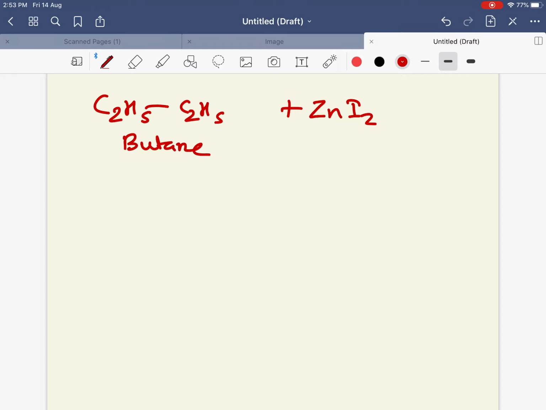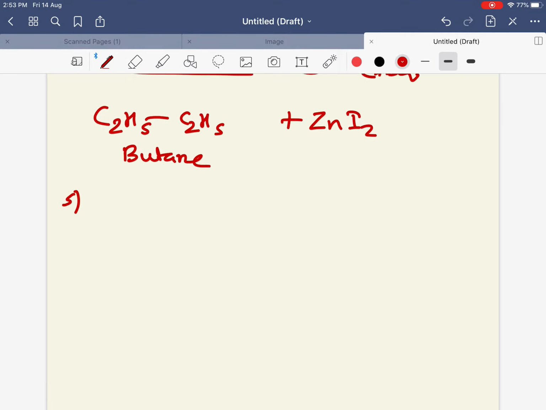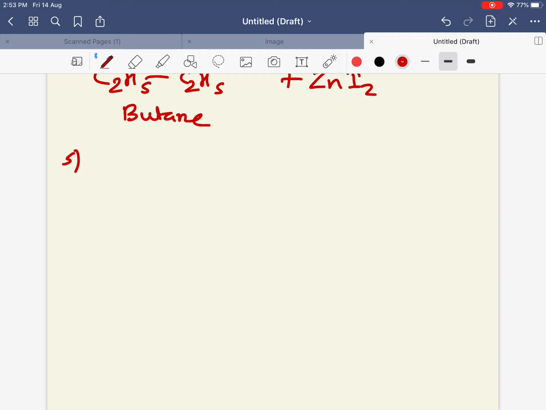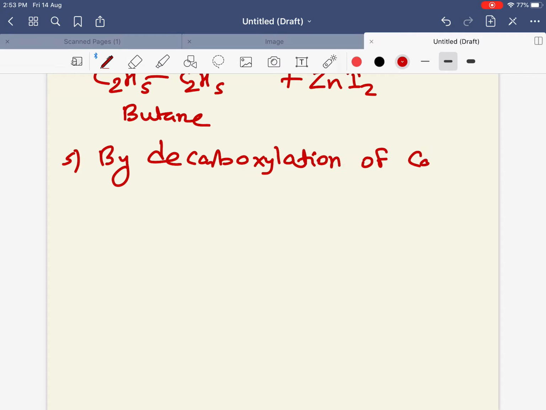Then the next method we can prepare alkane by decarboxylation of carboxylic acid. Okay, so first we can see what is meant by decarboxylation.